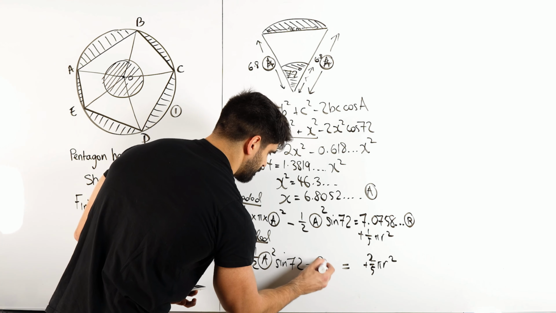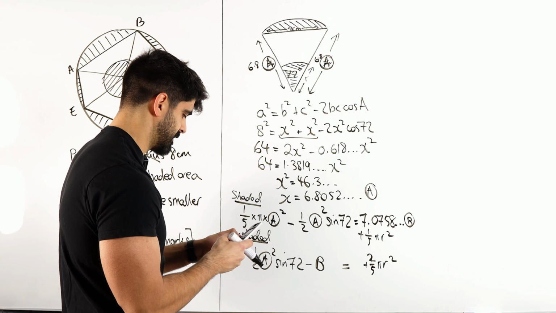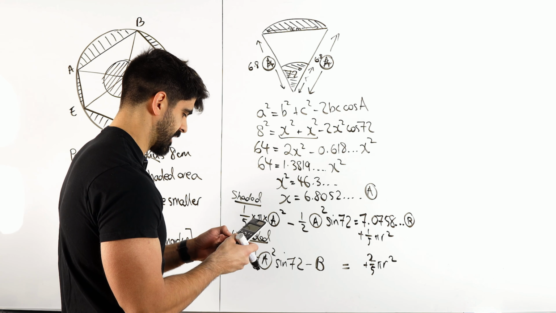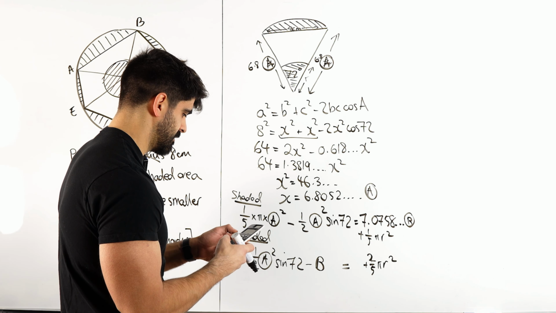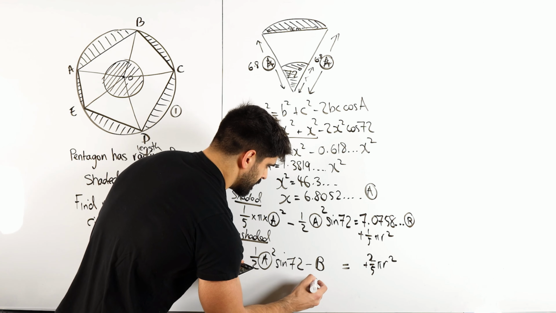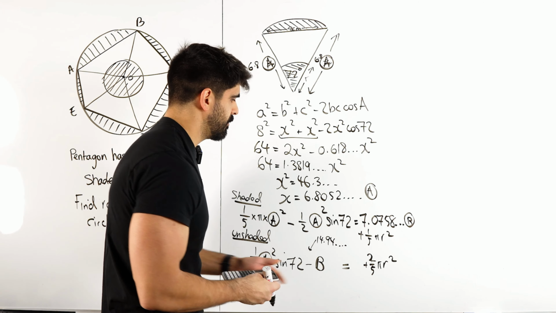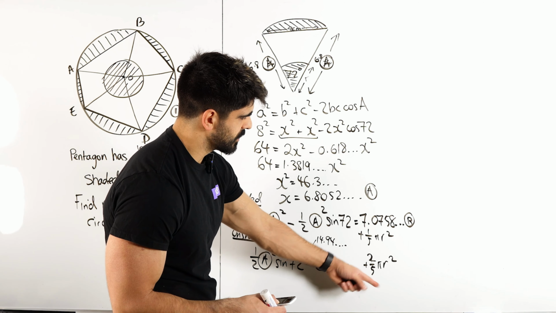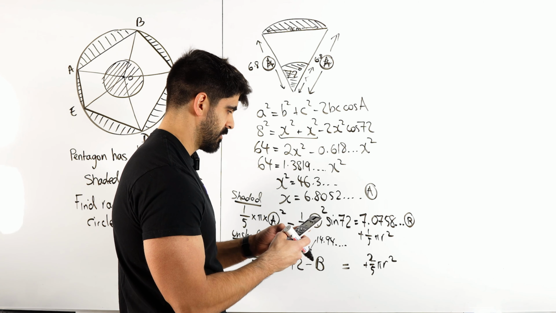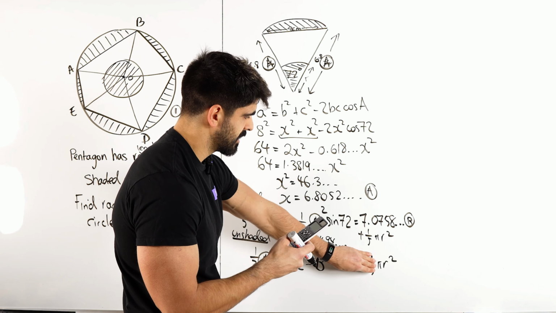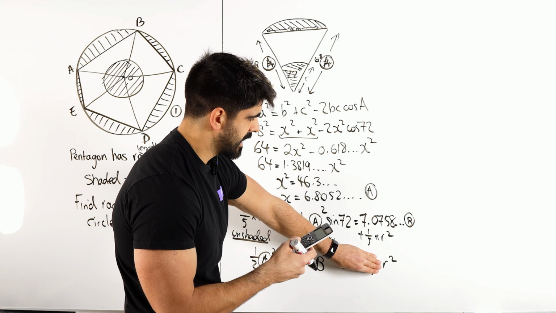So I'm going to type that in. I'm going to get 0.5 times A squared times sine of 72 minus what I stored for B, which gives me 14.94. Then we're going to divide by the 2/5 pi. I'm going to do that first, divide by 2/5, which is 37.36. Then I'm going to divide it by pi, which gives me 11.89.